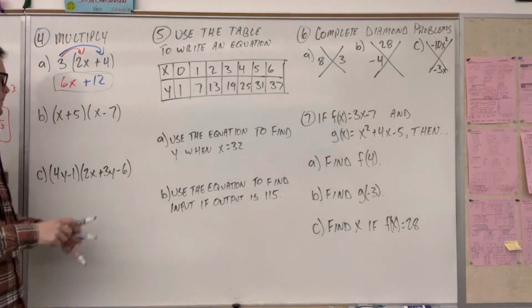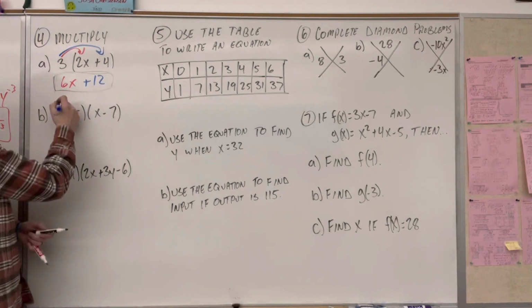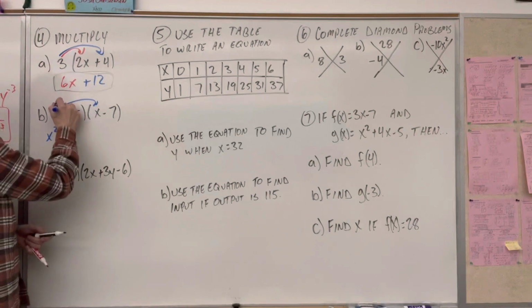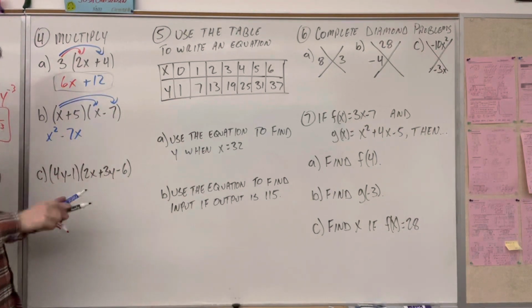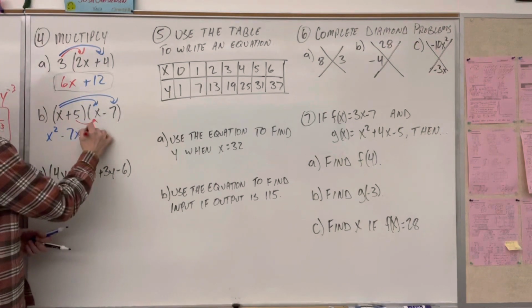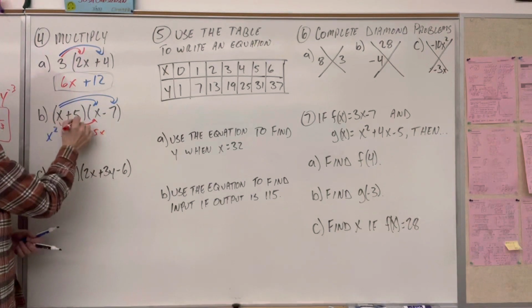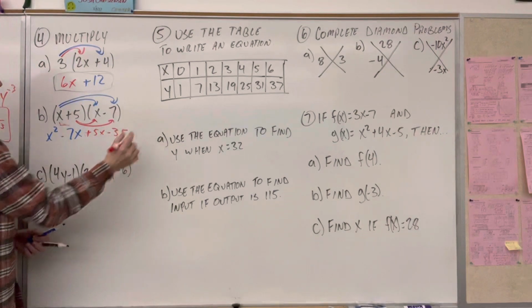Cool, moving on. Here's a FOIL situation with a binomial times a binomial. So we multiply the first terms together first. X times x is x squared. Then the outer terms, x times -7 is -7x. Then we focus on this 5, the inner terms. 5 times x is 5x. Then the last terms. 5 times -7 is -35.